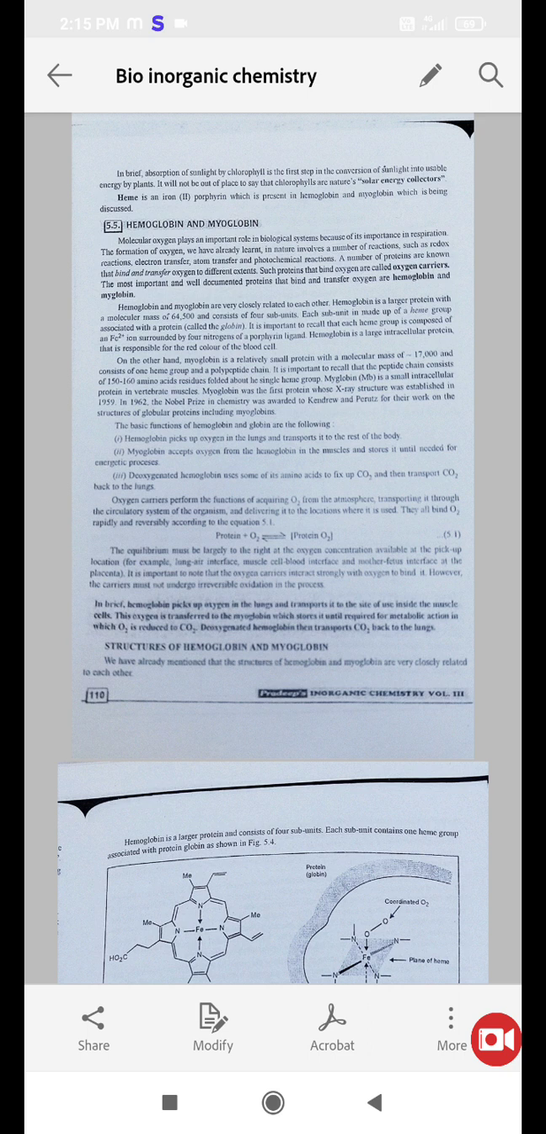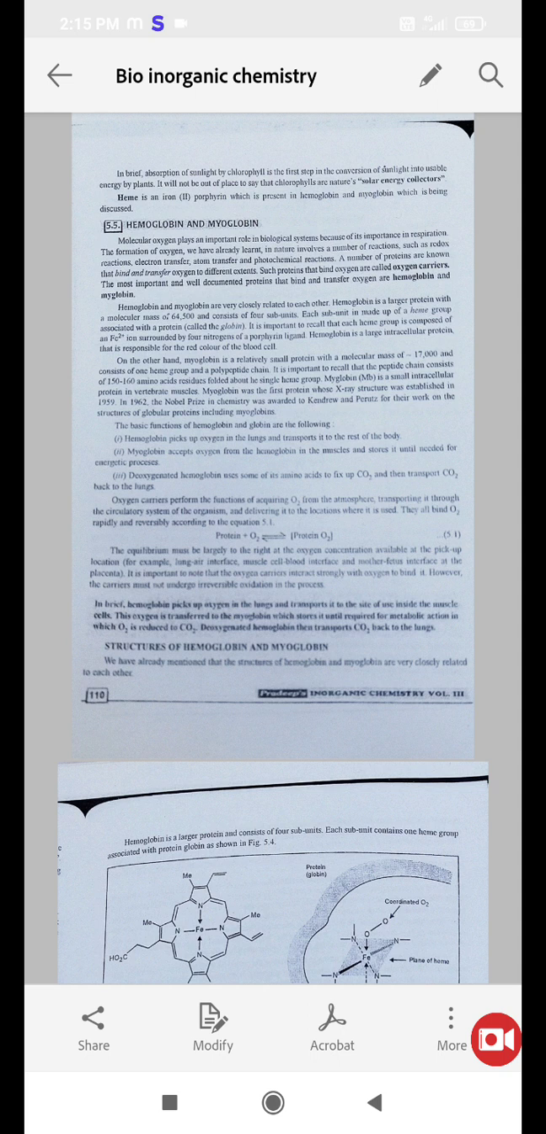A number of proteins are known that bind and transfer oxygen to different extents. Such proteins that bind oxygen are called oxygen carriers. The most important and well documented proteins that bind and transfer oxygen are hemoglobin and myoglobin. Hemoglobin and myoglobin are very closely related to each other.